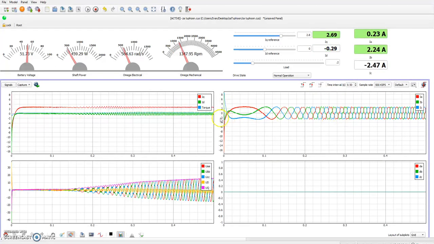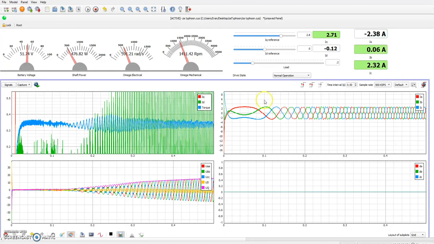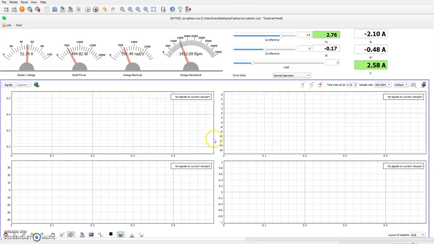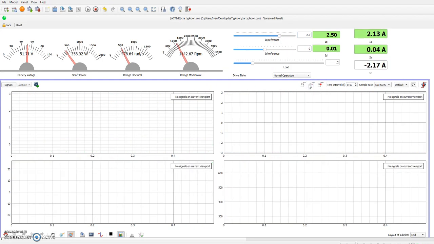We can see the currents, the phase currents, direct quadrature currents, and the torque, which is this blue line over here. Let's force a trigger once again. We can also see, well, it's a bit too fast. Let's slow down. Let's force a trigger once again.